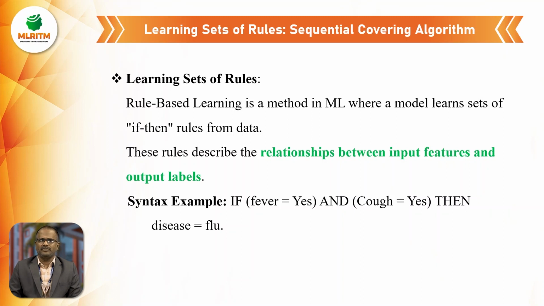What is the syntax of if-then rules here? Suppose we are considering one example: if fever is yes and cough is also yes, then disease is flu. So, if these two conditions are satisfied, then the decision is that a patient can have flu. In this way, if-then rules are formed by understanding the data, which is understood by the machine.